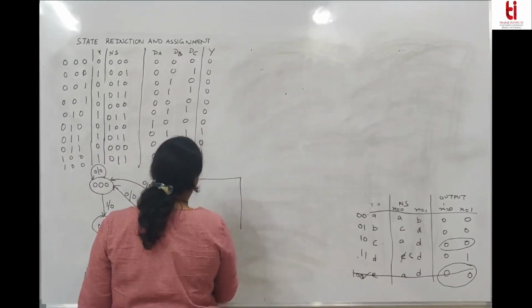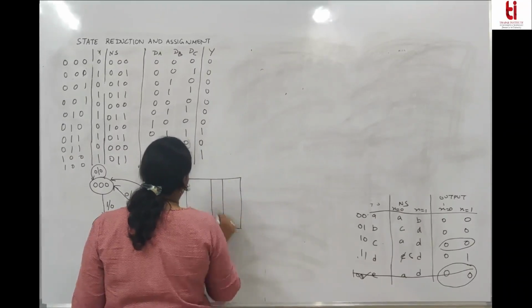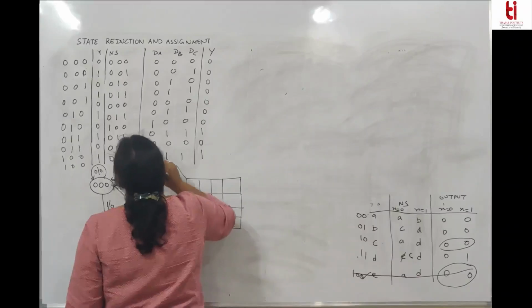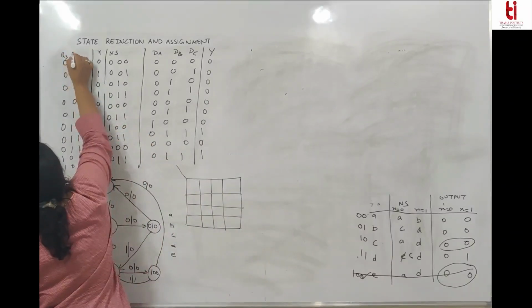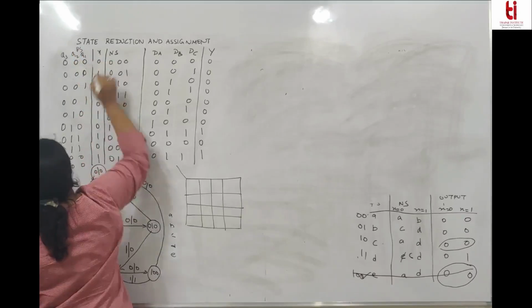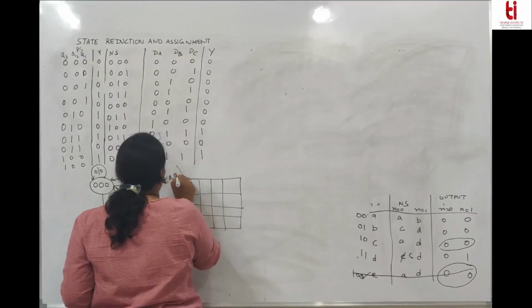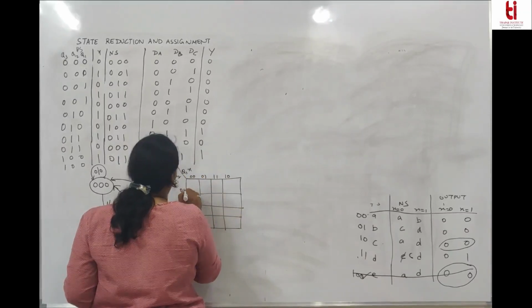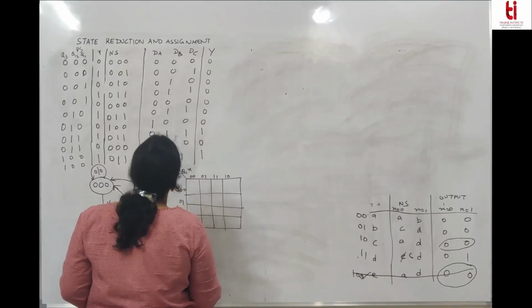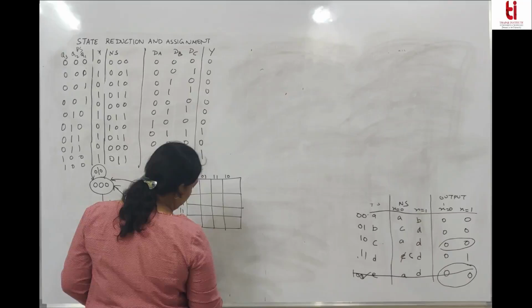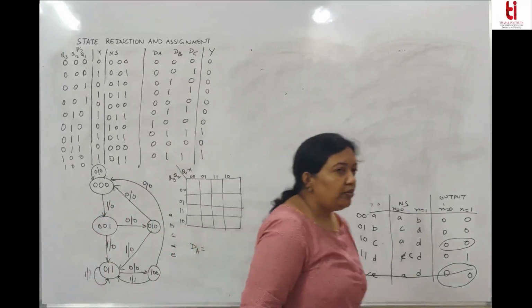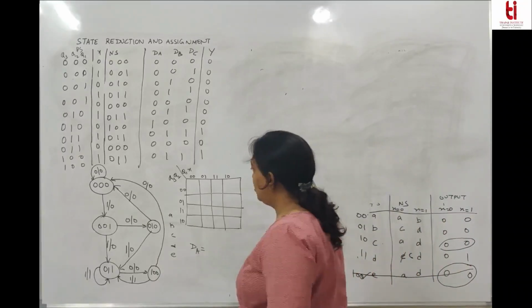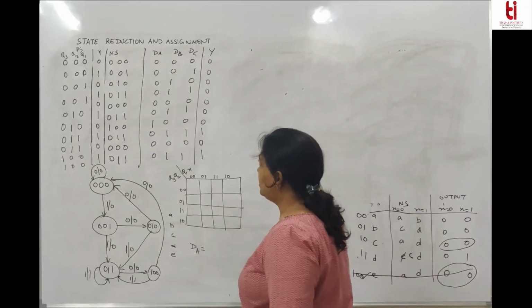So let's draw the K-map. What will a K-map have? It will have 4 inputs: Q3, Q2, Q1 of present state and X. So when you want to draw a K-map and want to get the next state equations, what is DA? DB, DC, Y. So you have to make the K-map. What is DA?